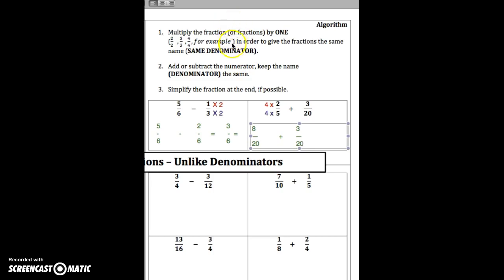So I did step 1, I made my fractions the same. Step 2, add or subtract the numerators. We're going to go ahead and add them up. 8 plus 3 is 11. And last but not least, we keep our denominator the same, 11 over 20. We look to see, can we simplify that or not? The answer is no. So we're finished with 11 over 20.